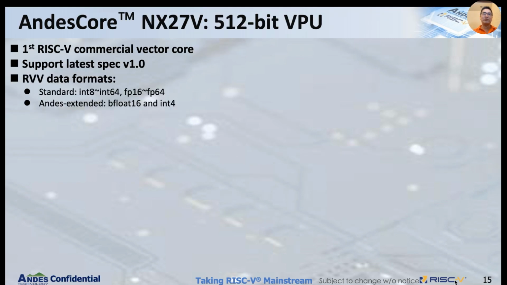Next, let's look at two generations of the Andes Core's vector processor. The first generation is the NX27V that can support up to a 512-bit VPU, or vector processor unit. It is the first RISC-V commercial vector core that supports the RISC-V RVV standard v1.0. It supports various RVV data formats: for the standard ones, int8 to int64 and FP16 to FP64. And we also have extended support for BFloat16 and int4, which are popular data formats for AI workloads.